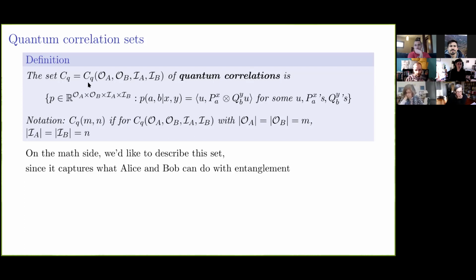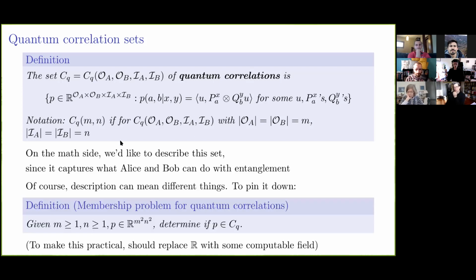And while there's been all this stuff going on the experimental side, the understanding of what's going on on the math side has happened much more slowly. It's only been in the last few years that we've been able to get some idea of what's going on. Of course, when we talk about describing the set, that could mean lots of different things. I've described it right here. So what's not good enough about this?